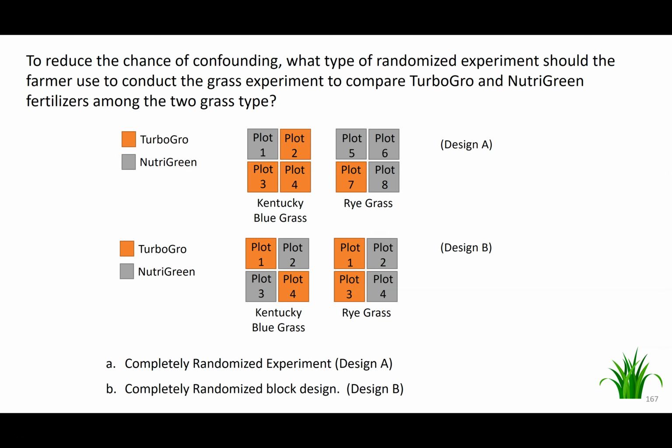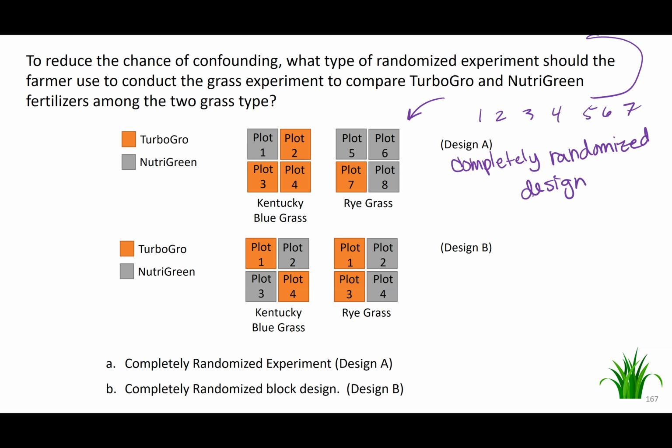So we're still attached to the grass example. We want to reduce the chance of confounding, so we use a randomized experiment. We have the completely randomized design. What that means is I took my 8 plots, numbered them 1, 2, 3, 4, 5, 6, 7, 8, and I randomly assigned 4 of them to get Nutri-Green, and I randomly assigned the other 4 to get Turbo Grow.